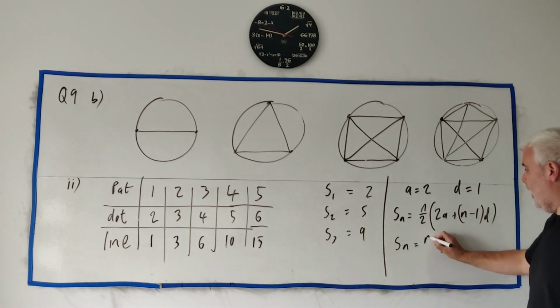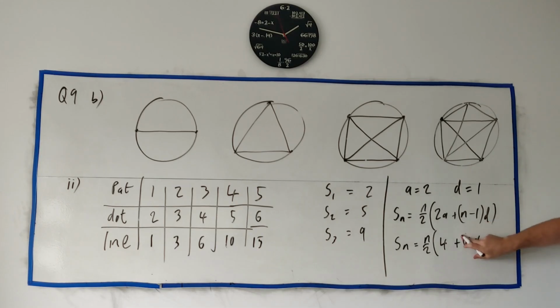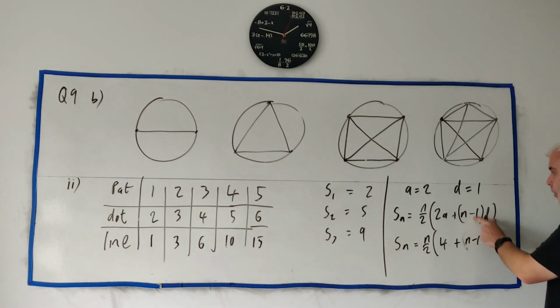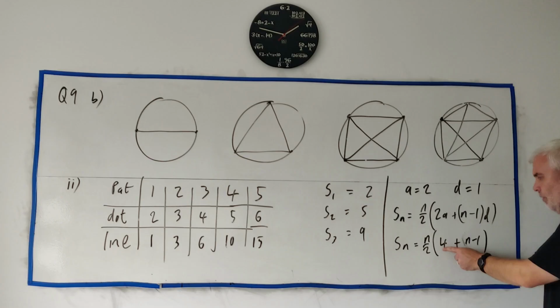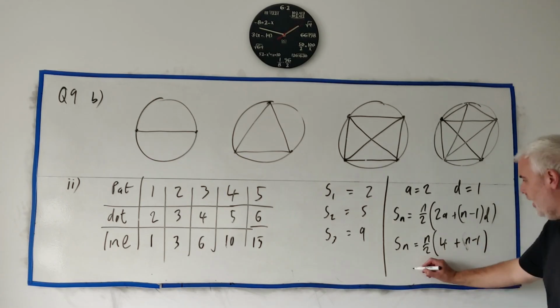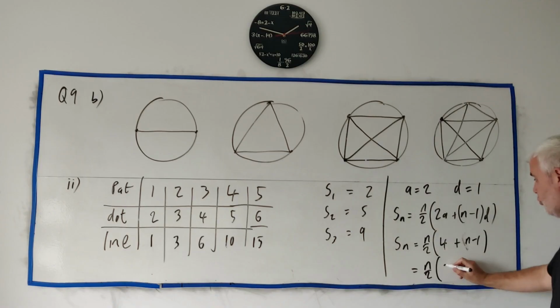Sn is equal to n over 2 times 2 times a, which is 4, plus n minus 1 multiplied by 1. Oh, well, then we can get rid of the bracket. 1 multiplied by n is n. 1 multiplied by minus 1 is minus 1. I think you might lose a mark there because we have 4 minus 1. We can simplify that a little bit. n over 2 times 4 minus 1, which is 3, plus n. That'll get you full marks.